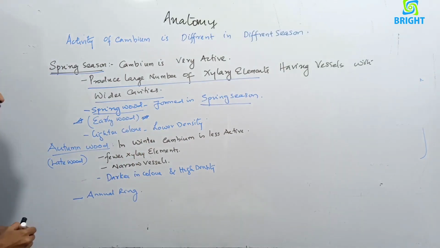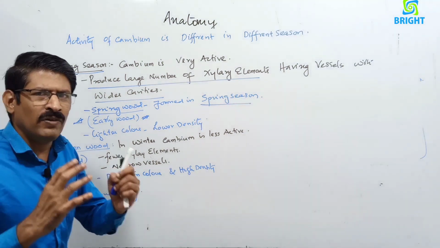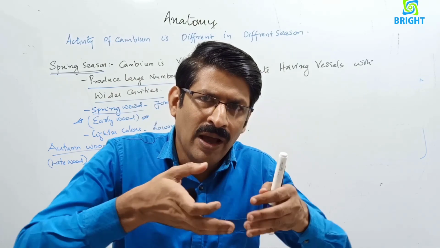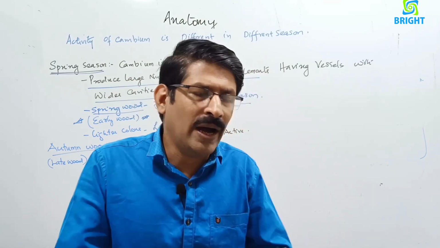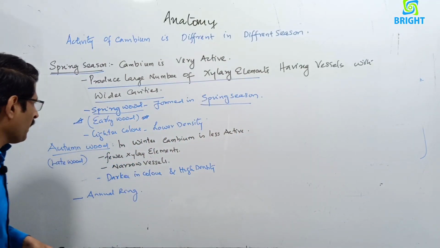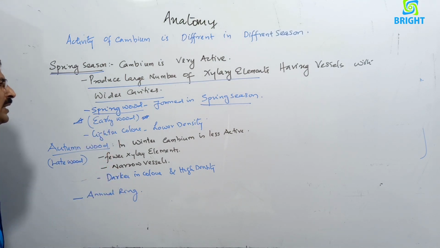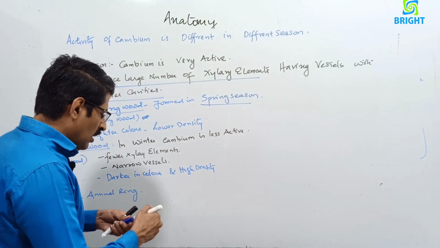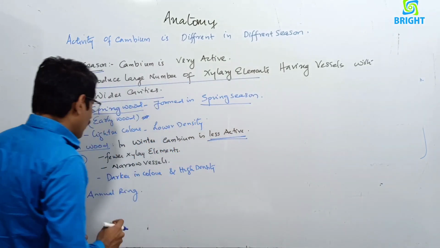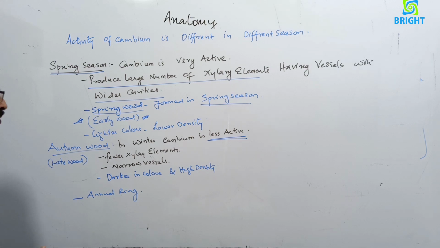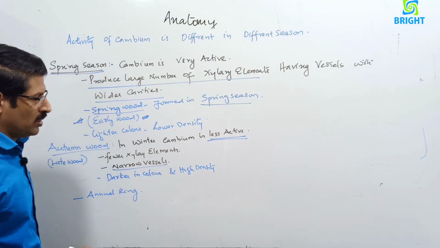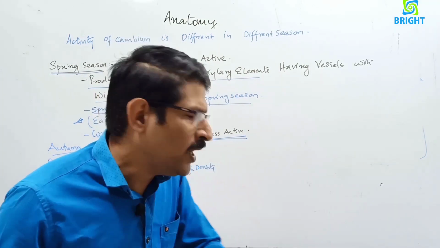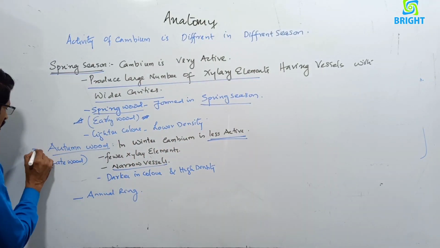And early wood is lighter in color and with a lower density. The vessels are wider and it is lighter in color and lower density. But in the case of winter season, cambial activity is very less active. So fewer xylem elements are produced, narrow vessels are produced. Fewer xylem elements and vessels with narrow lumen are produced, and this is called autumn wood.